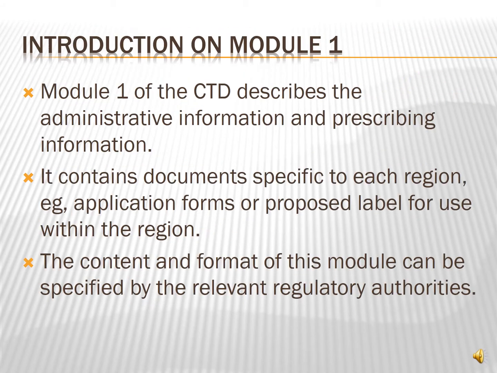Module 1 of the CTD describes the administrative information and prescribing information. It contains documents specific to each region, for example, application forms, or proposed labeling for use within the region, or cover letters. The content and format of this module can be specified by the relevant regulatory authorities, i.e. by the region.